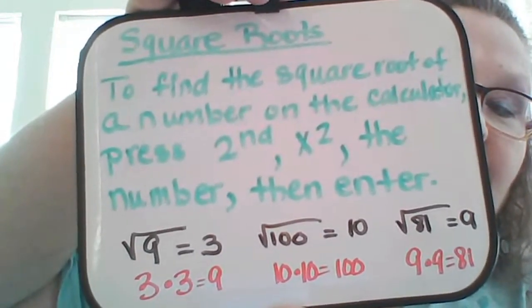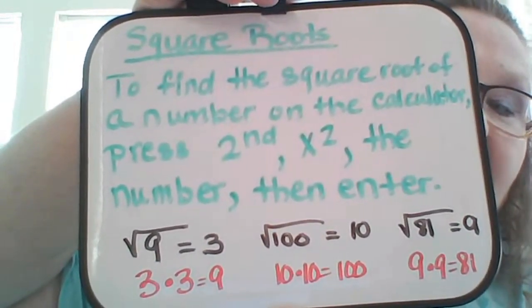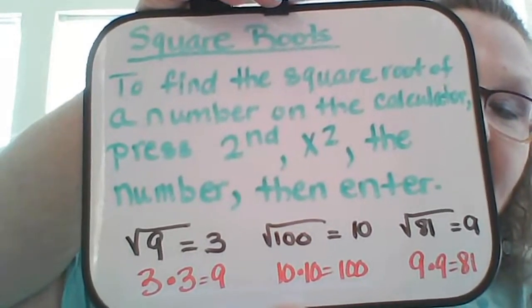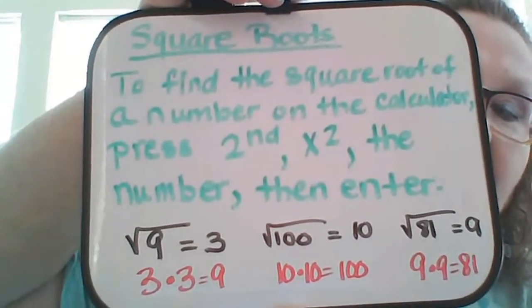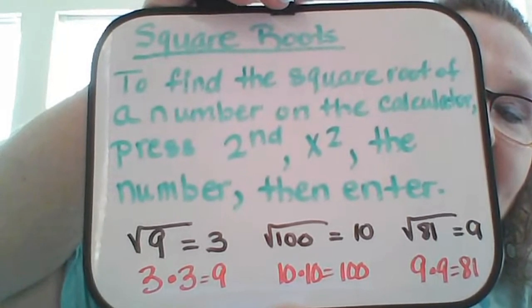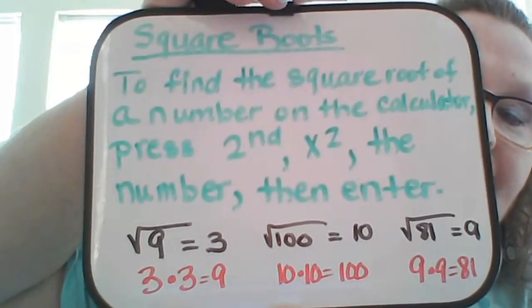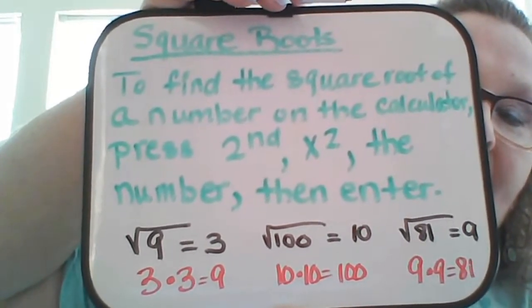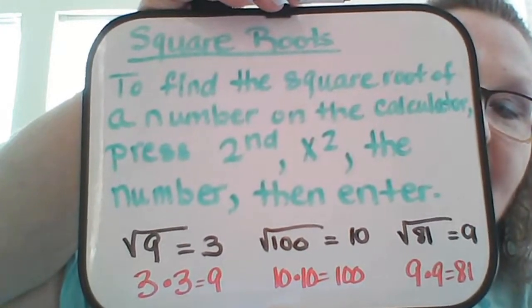For example, if you want to do the square root of 9, it's going to be 3 because 3 times 3 equals 9. The square root of 100 equals 10 because 10 times 10 equals 100. And the square root of 81 equals 9 because 9 times 9 equals 81. Just remember that the square root is whatever number you multiply by itself to get another number.